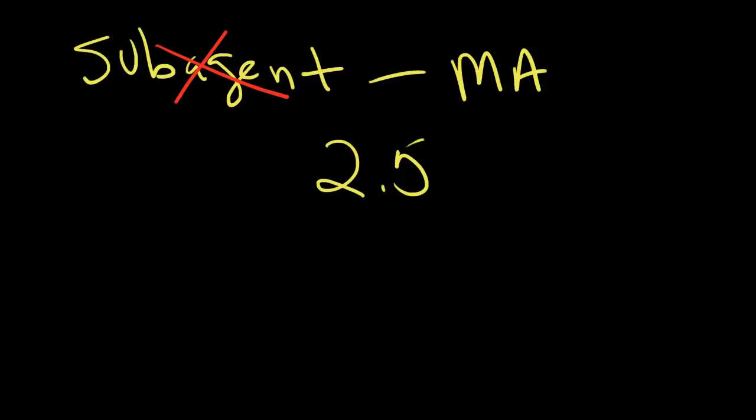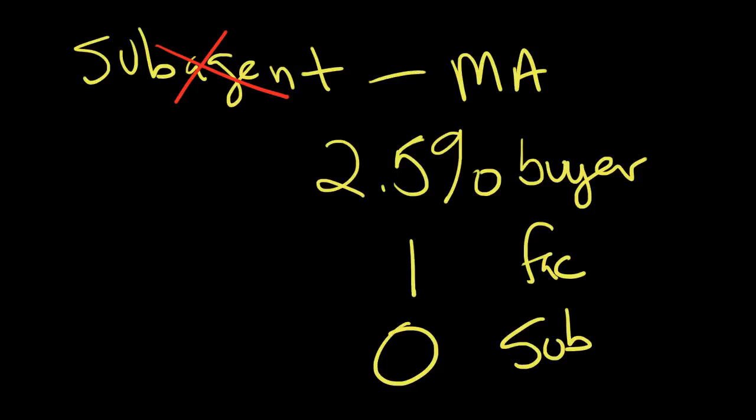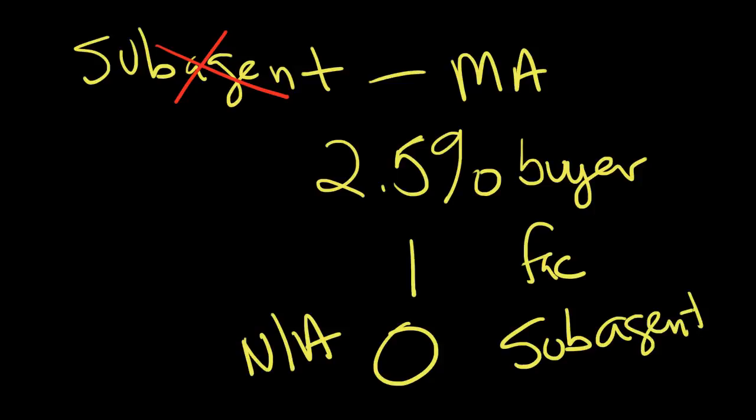That's a fairly frequent thing that you see for the buyer side, and 1% for facilitator, and we'll talk about facilitator today. And then sub-agent is almost always 0 or non-applicable, depending upon how they write it, because they're not offering it. Basically, it's not done very much in Massachusetts.